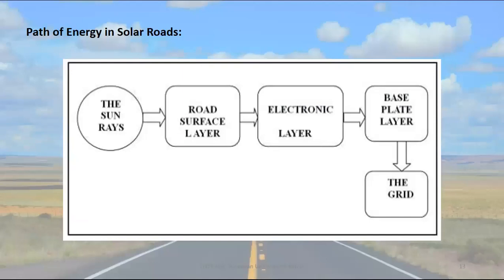So the path of energy in the solar roads is that the sun rays are collected by the road surface layer, and then the electronic layer is responsible to convert this solar energy into electric energy, and the base plate layer is responsible for sending the energy outward or distributing the energy outward.